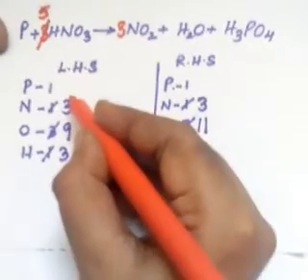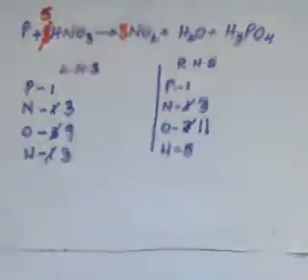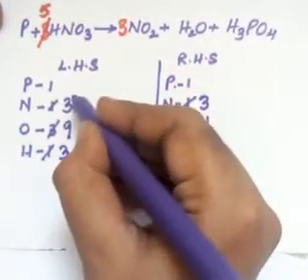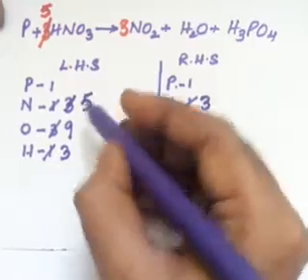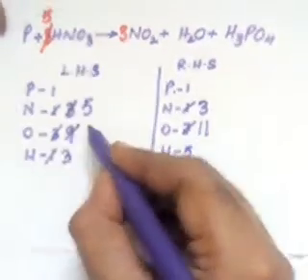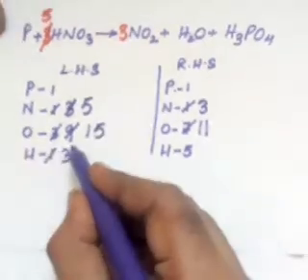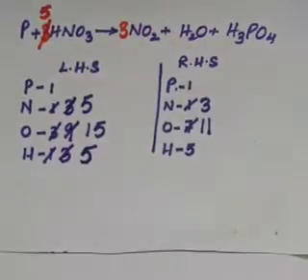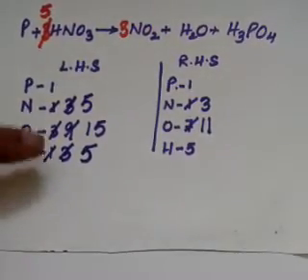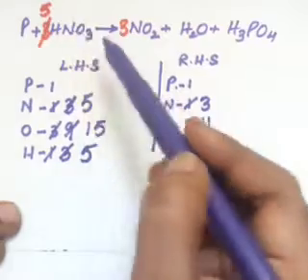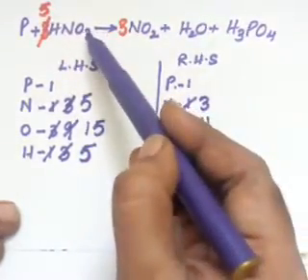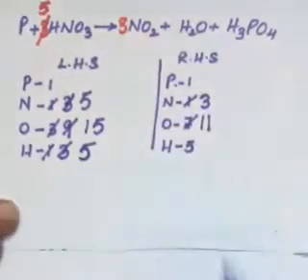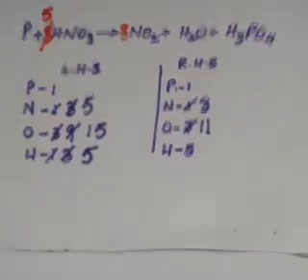Now on making it 5, there is no change in phosphorus, but nitrogen is changing to 5. Oxygen is changing to 15. And hydrogen is changing to 5 over here. I hope you understand this: nitrogen is 5, hydrogen is also 5, and oxygen has 3 atoms in each molecule, and 5 molecules of nitric acid are there. So it will be 15.